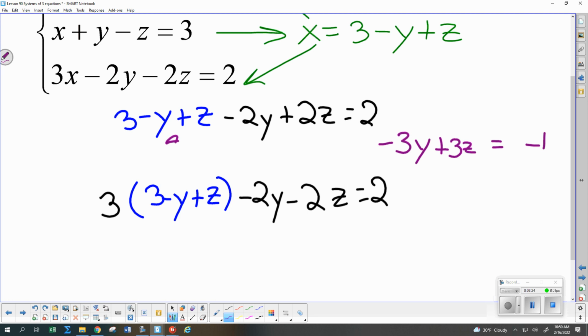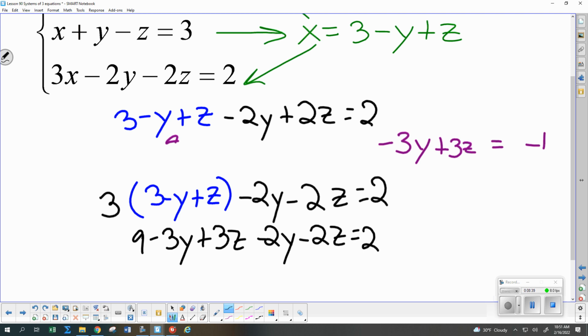Okay, then for the bottom one, let's see. I need to do some distributing first. So 9 minus 3y plus 3z, and minus 2y and minus 2z is 2. And then if I clean that up, how many y's do I have? Negative what? Negative 5y. And what about my z's? Just 1? And then subtract 9 on both sides, negative 7. This does not look like a very nice system. Is that what you guys are getting?